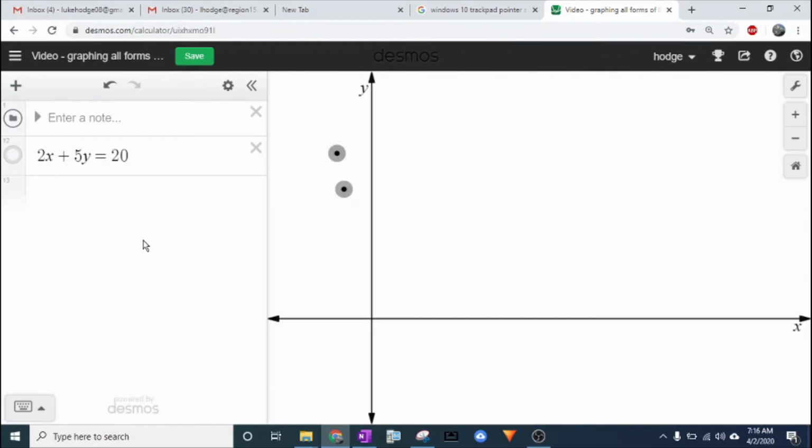Our last example is in what's called standard form. First, a couple warnings. This is not the slope. We're not in mx plus b form. This is not a point. We are not in point slope form. So we need to do something different here.